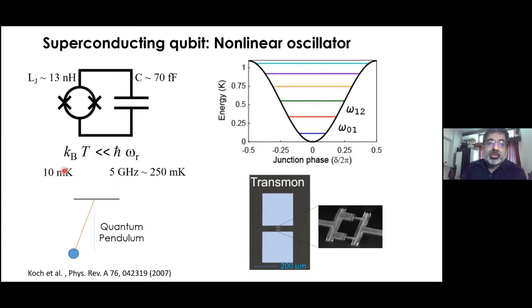And we operate it at dilution fridge temperatures, which is about 10 millikelvin. And the main reason here is that you want to suppress thermal fluctuations as much as possible and be in this deep quantum regime, so that you can prepare and control the states of this quantum system very precisely.